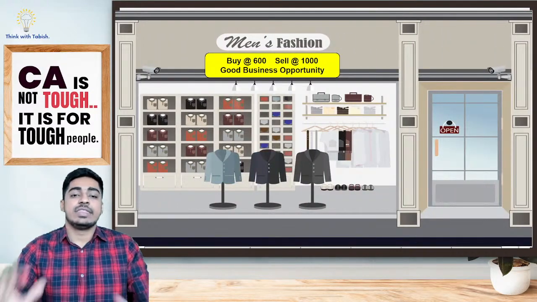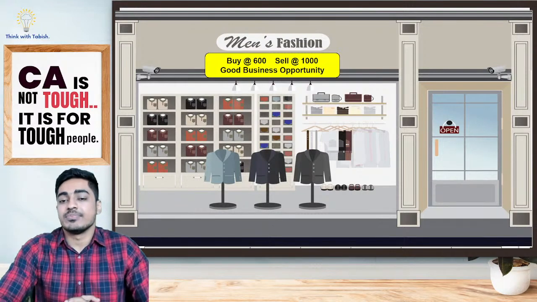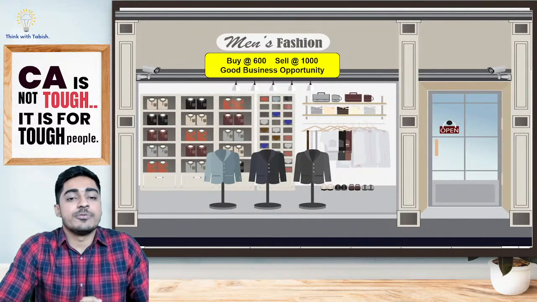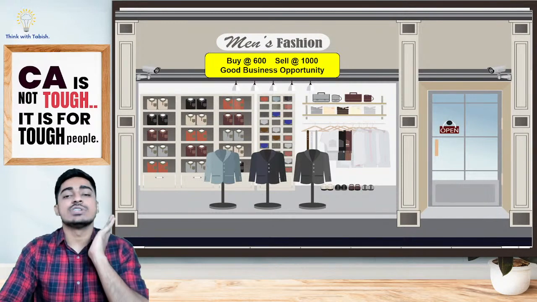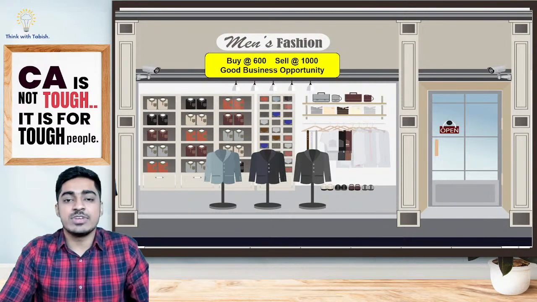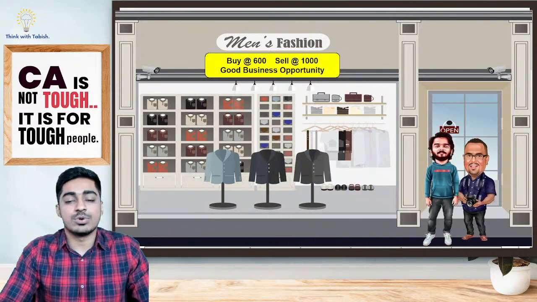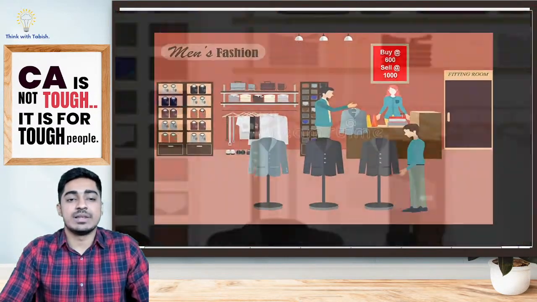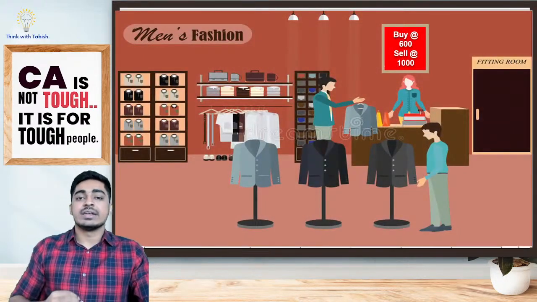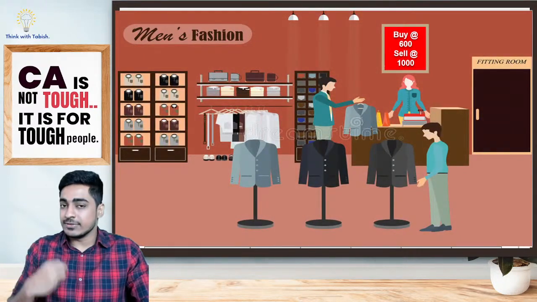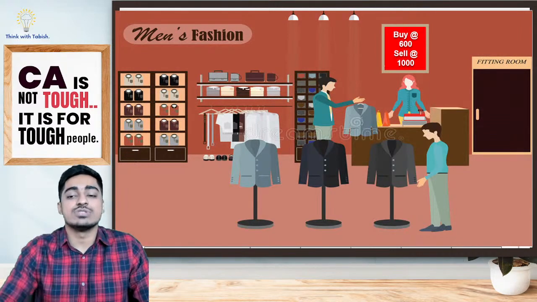Two friends were roaming in the streets of Bangalore when all of a sudden they looked at this business opportunity. They saw a wholesale shop wherein it was written, buy shirts at 600, sell it at 1,000 rupees. They seemed to be very interested. They went there to see what is happening. They spoke to the people. They asked, what is the business all about? They were told, you need to buy clothes at wholesale. We'll give it to you at 600. You sell it at 1,000 rupees.